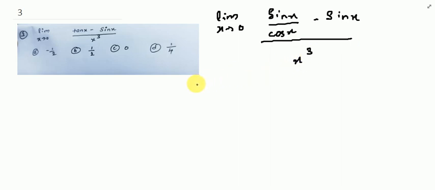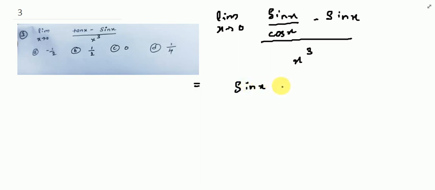Therefore, we can take sin x outside from the numerator. I will not write the limit of x tends to 0. It will be there up to the last step, but in competitive exams it is not necessary to write those values after every step, because it will be time consuming. Let me consider sin x outside.